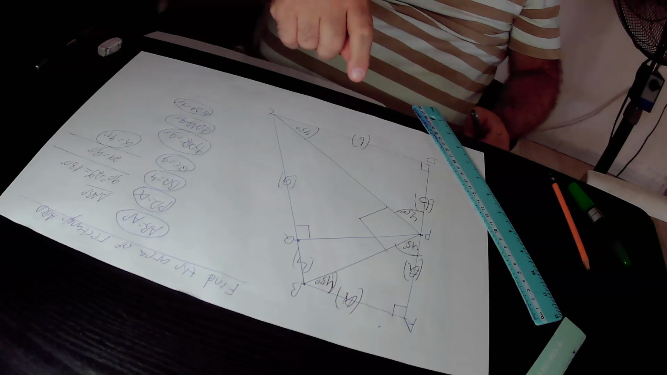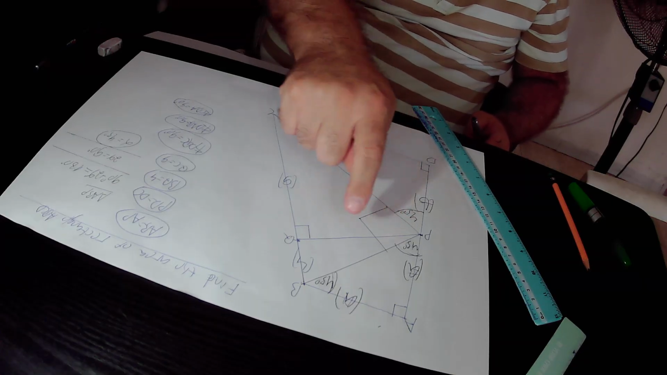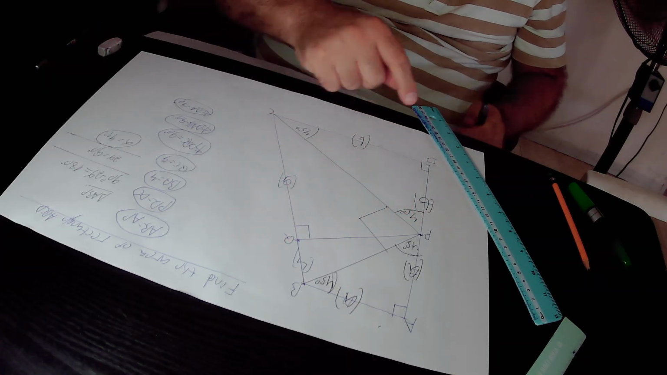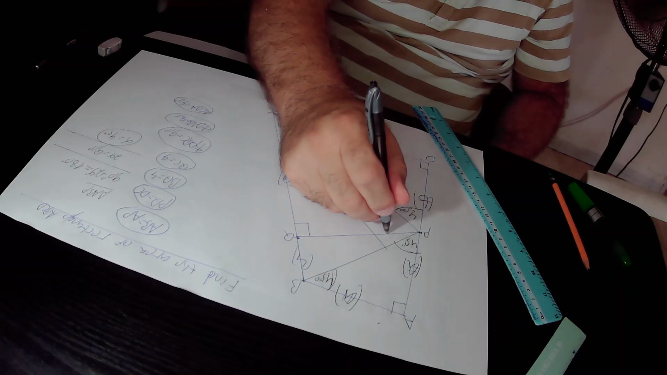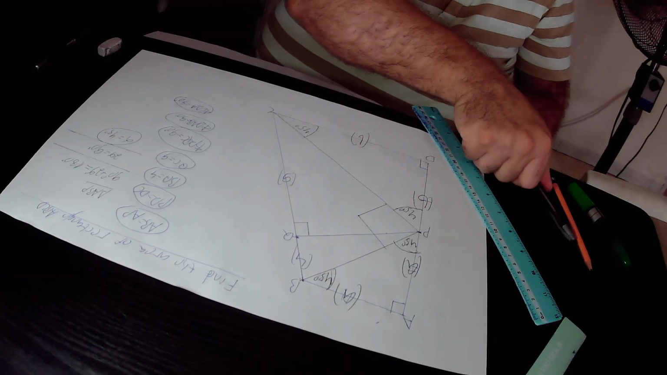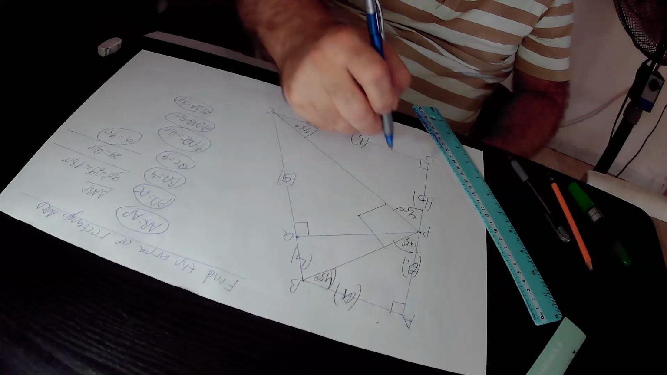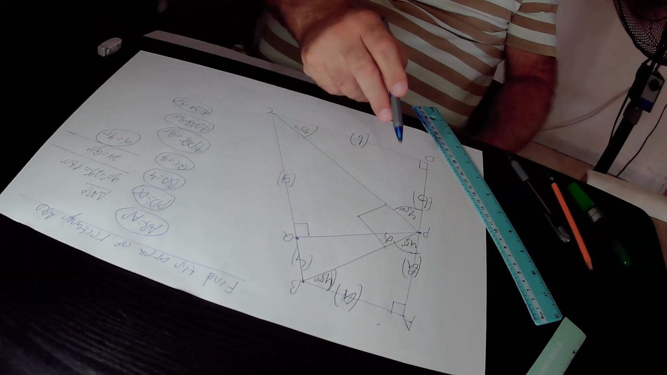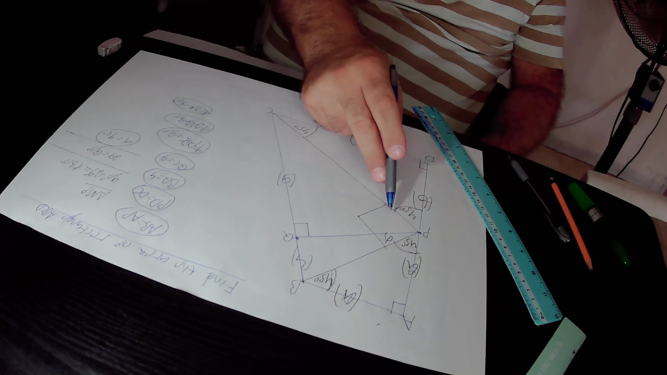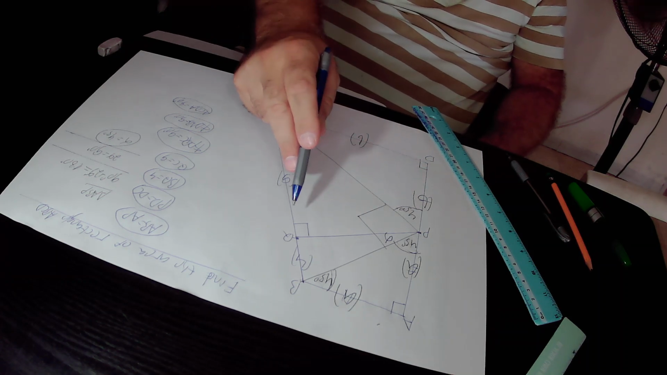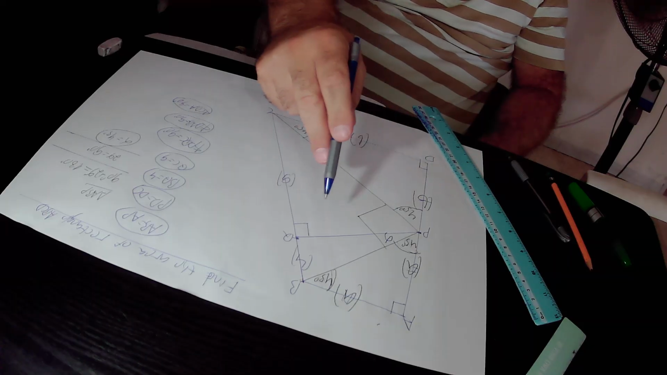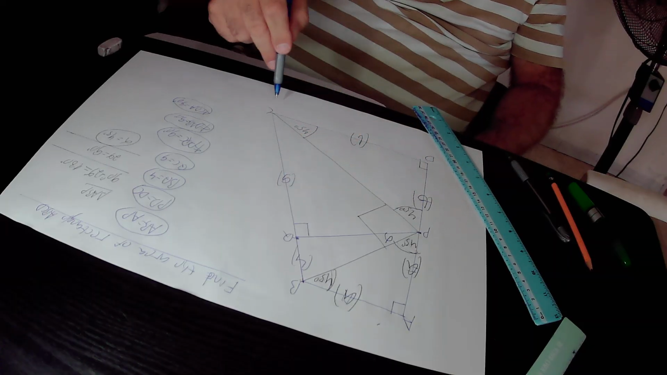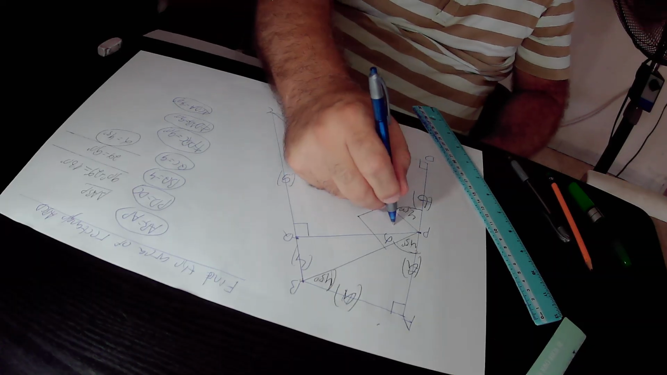We define the size of this small angle BPQ as alpha. So if this angle equals alpha, then this missing angle, that is to say angle QPC, must be equal to 90 degrees minus alpha.